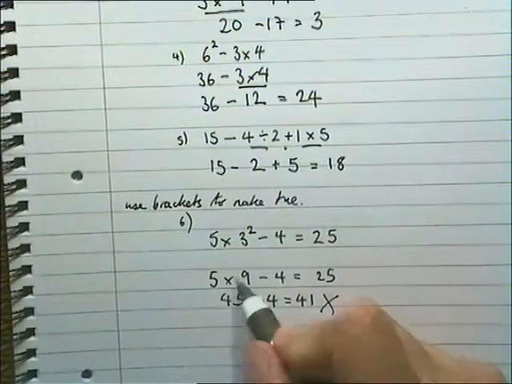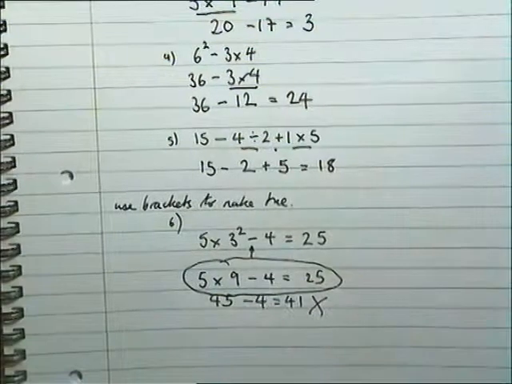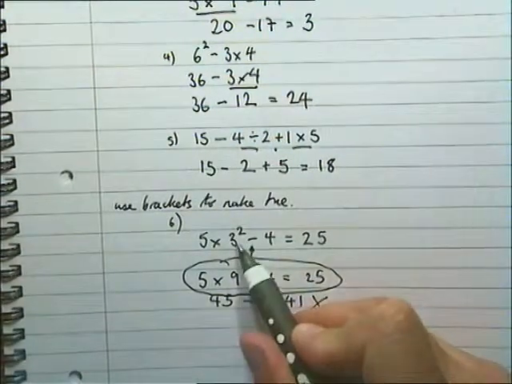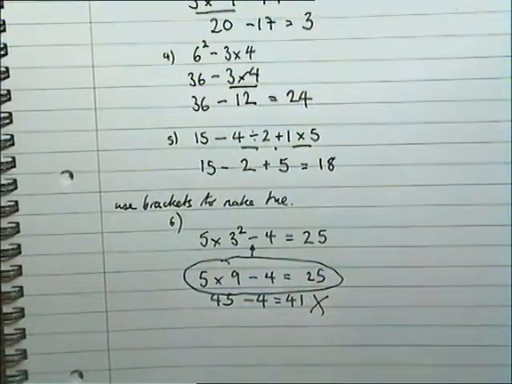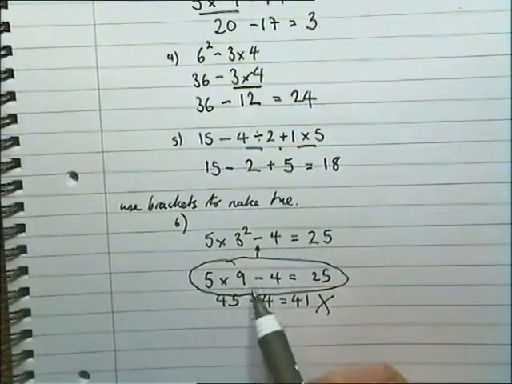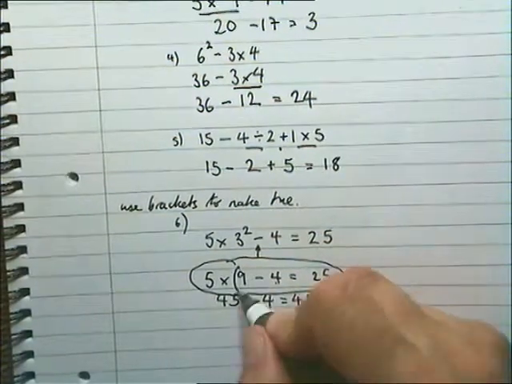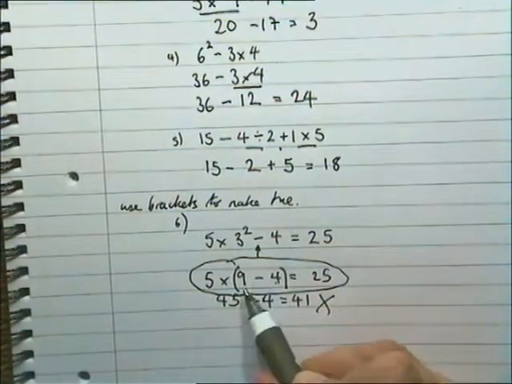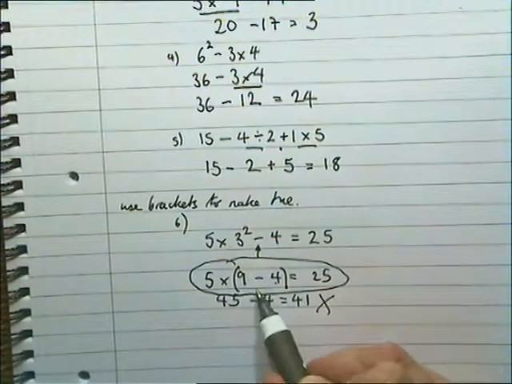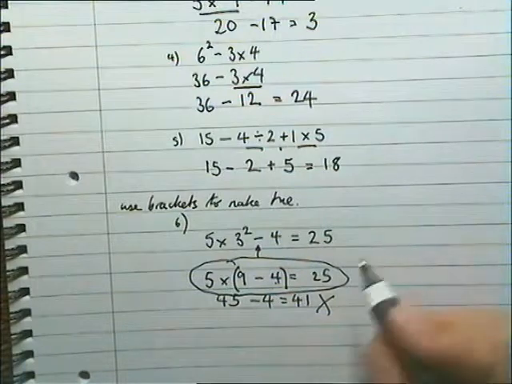Now, if we look at this sum here, this is exactly the same as that sum there. We've just changed the 3 squared to a 9, because that's what it is. So 25 is actually 5 times 5. So I need to make 5 times 5. So 9 minus 4 is 5. So if I put a bracket in there, 9 minus 4 is 5. I do the brackets first before the multiplication, and so that becomes 5 times 5.